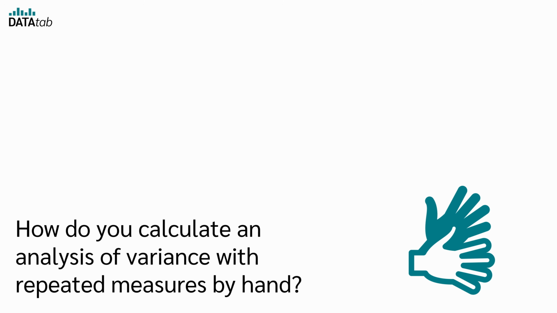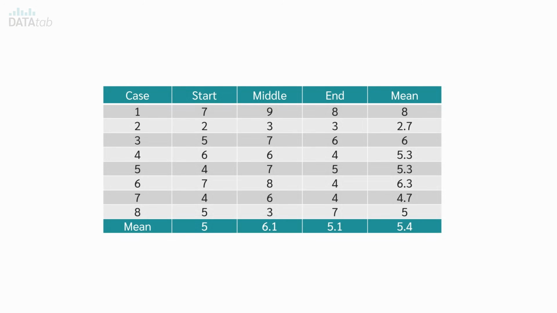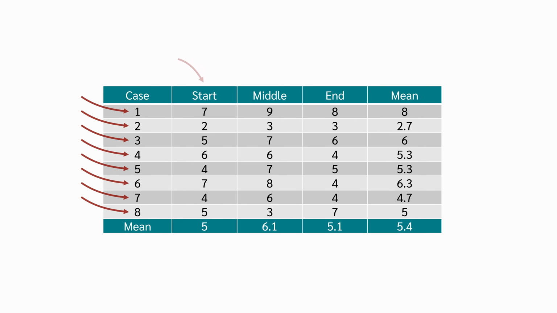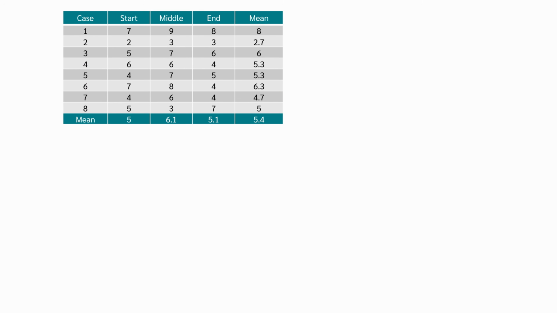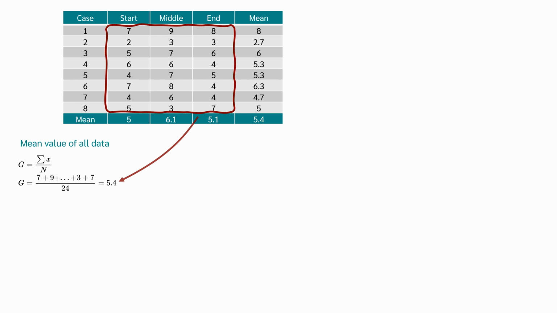How do you calculate an analysis of variance with repeated measures by hand? Let's say this is our data. We have 5 people, each of whom we measured at 3 different points in time. Now we can calculate the necessary mean values. First, we calculate the mean value of all the data, which is 5.4.